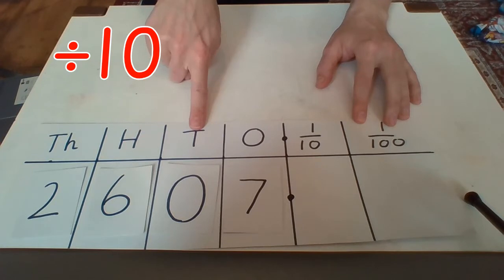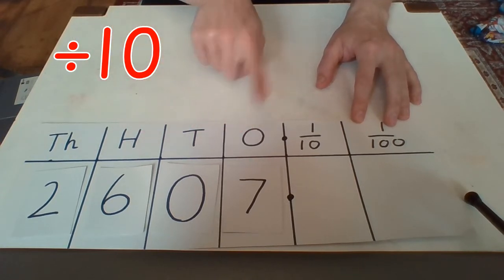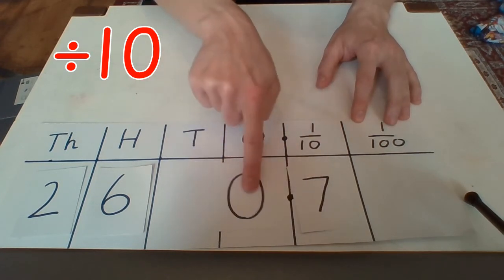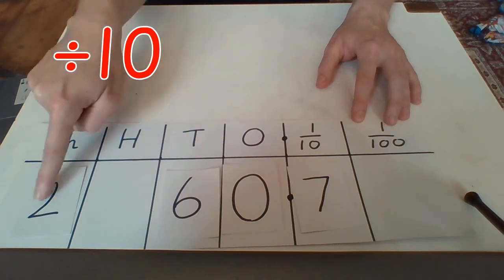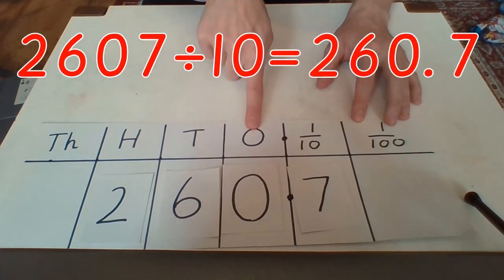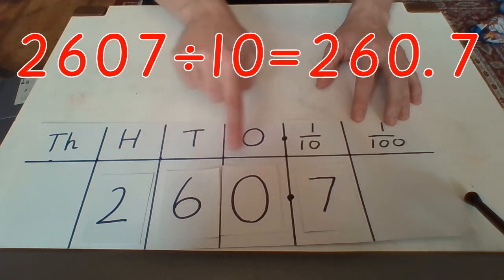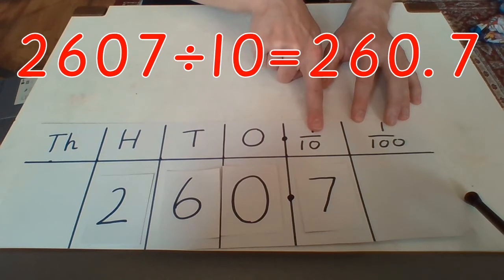And still dividing by 10, I've got a 4-digit number this time. 2,607: 2,600, no tens, and 7 ones. So 2,607 divided by 10. I know I need to move every number one place down the chart so they all get 10 times smaller. So my answer is going to be 260.7, or 260 and 7 tenths.